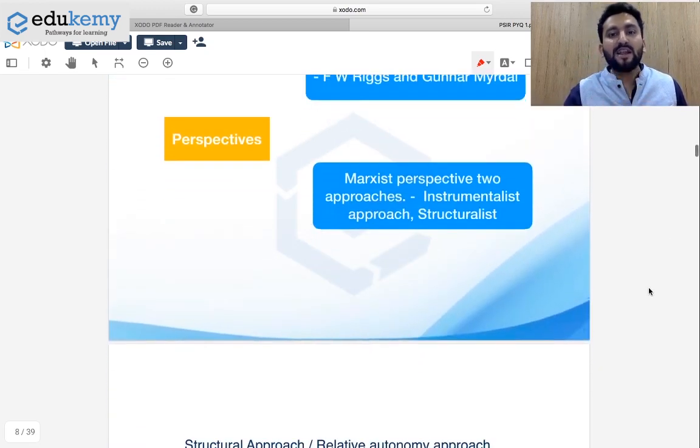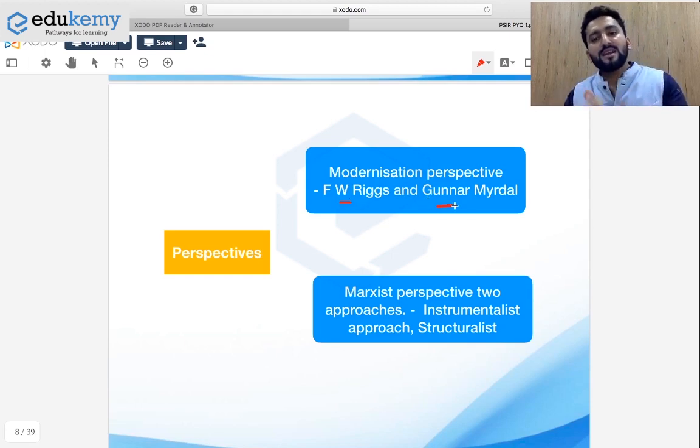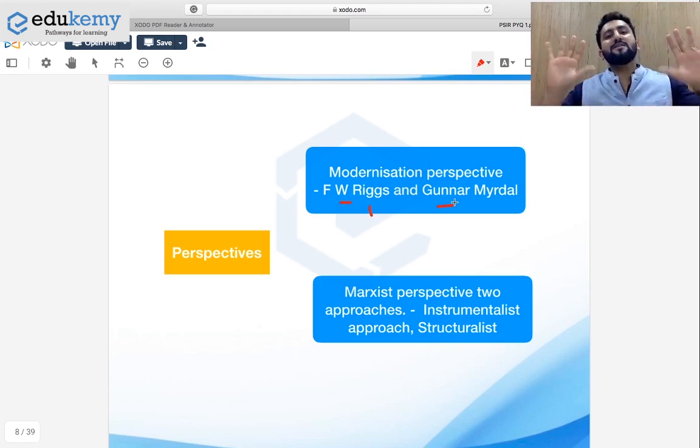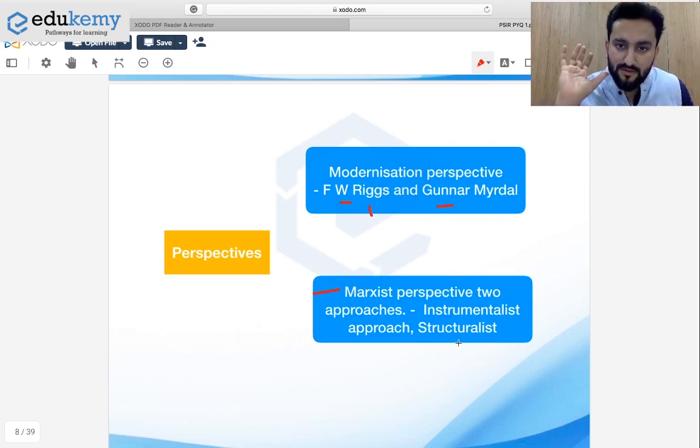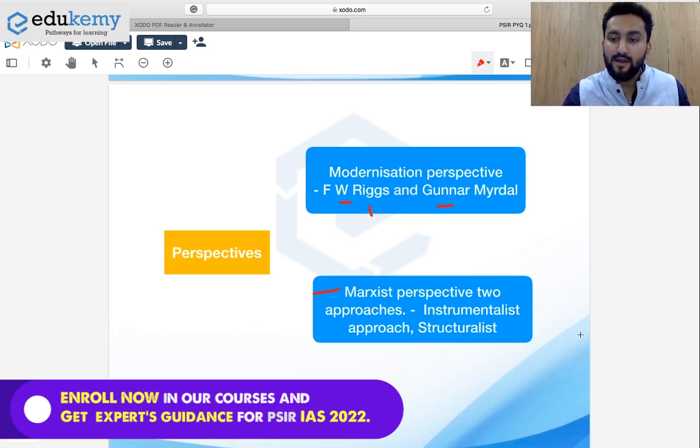Expanding on this, then you are going to mention there are diverse perspectives to the post-colonial theory of state. One is the modernization perspective. You can quote F.W. Riggs, Gunnar Myrdal, Prismatic Society and Asian Drama. These are two books. You can quote the books also, or you can limit yourself to the scholar also, because we are in the introduction part. We are not expanding on that. Then the Marxist perspective, two approaches, instrumentalist and structuralist approach. This is how you need to compress in your introduction the elements of what is going to be discussed in your body part, which is associated with the keyword.